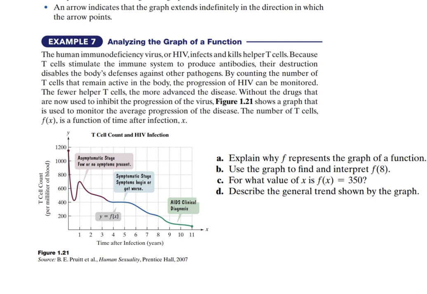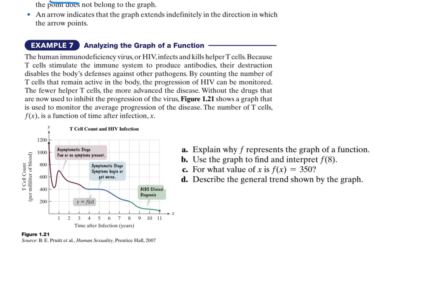Figure 1.21 shows a graph that is used to monitor the average progression of the disease. The number of T cells f of x is a function of time after infection x. So explain why f represents the graph of a function. So this is just a vertical line test. If we drew a vertical line and went through this, then that shows that we don't have multiple outputs for a single input, or multiple values in the range mapped from one value in the domain.